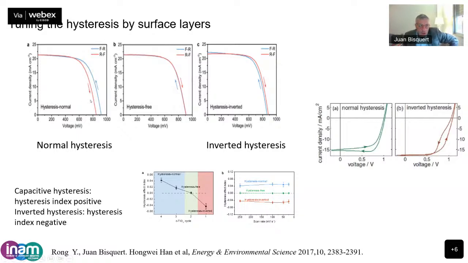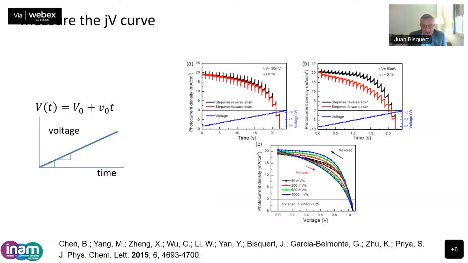It's like clockwise here, counterclockwise here, and this is the inverted hysteresis, in which, as I said, the forward current is larger than the reverse current. And you can pass from one to the other very simply by just modifying a little bit the contact of the perovskite solar cell. This was shown in this paper, and so it's very much related to ions arriving at the interface. Now this is very well established. So let me remember a little bit what the JV curve measurement is. It's making steps of voltage with time, and then the system at each moment has to relax.